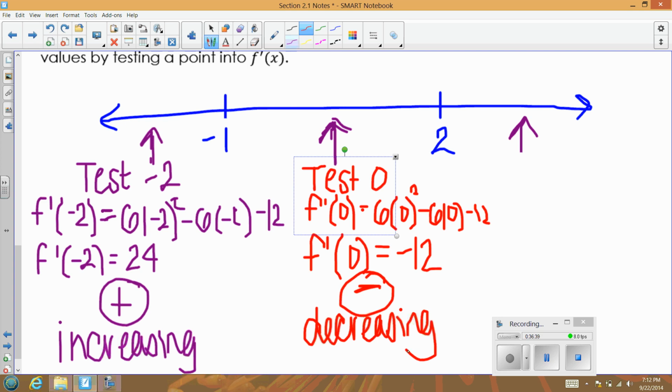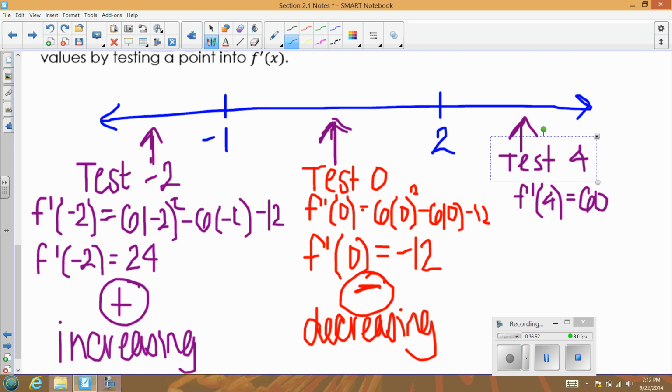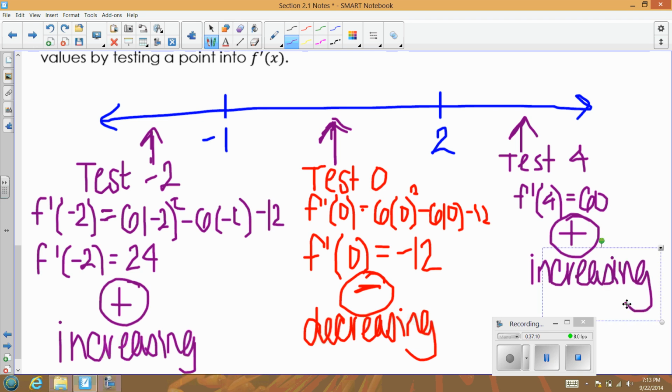And then the last case here, pick a number bigger than 2. So test 4. Doesn't matter which number you pick. So plug in 4 into your derivative, and you're going to end up with 60 when you do that. So again, you get a positive value, which tells me my slopes are positive of my tangent lines, which means my function is increasing from 2 to infinity.